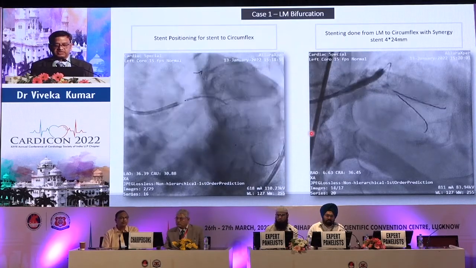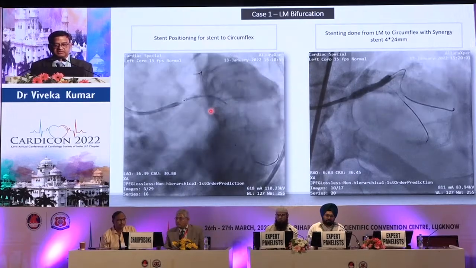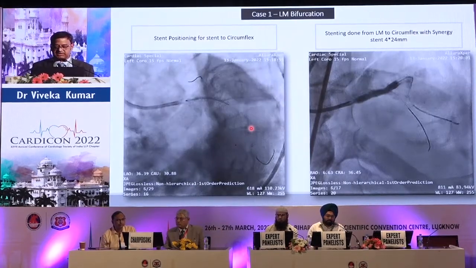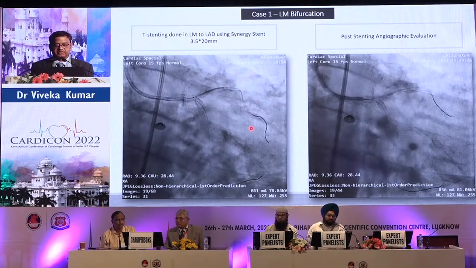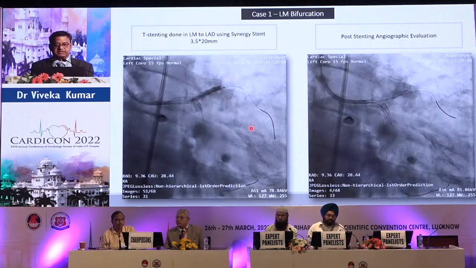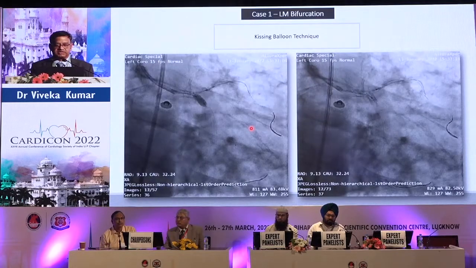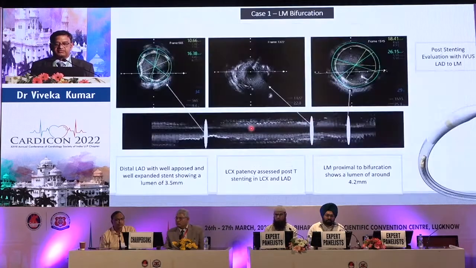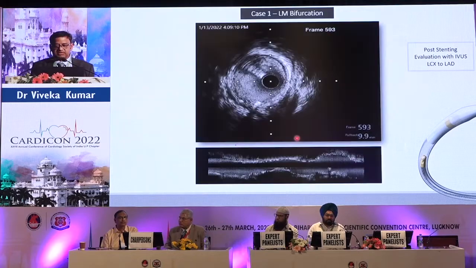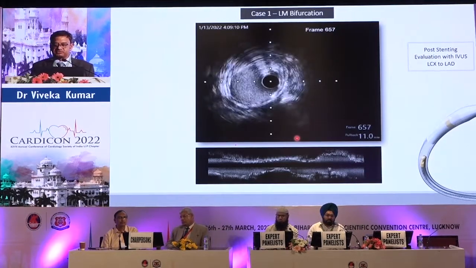Since there was already a stent in the proximal circumflex, so left main to circumflex was stented, and then it was again recrossed, and then LAD was stented, and then the T-stent technique was done, and then after kissing balloon, POT was again done, and then it ended up with the imaging. So imaging showed perfect apposition and a good outcome, and you can see the post-stenting IVUS evaluation.